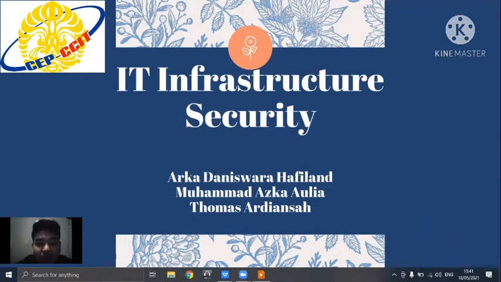We are from group 8. My name is Arka, and my two other friends are Azka and Thomas. This is our ISS called IT Infrastructure Security.